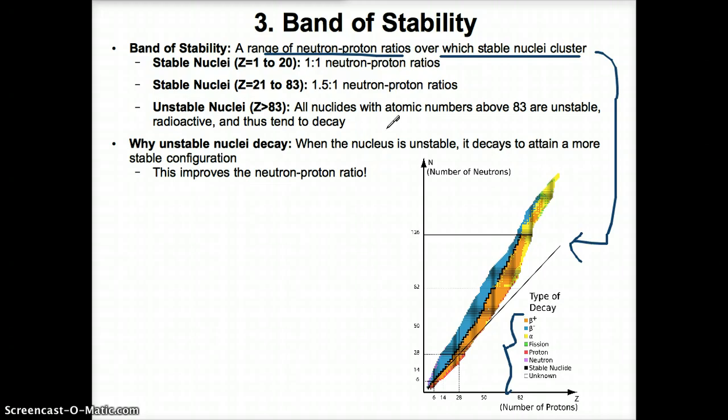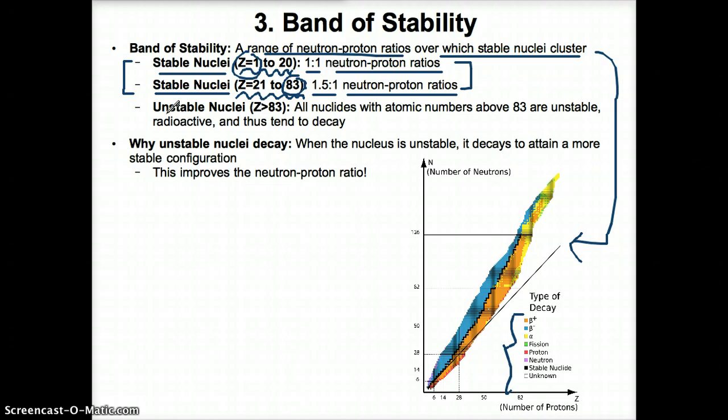But let's talk about this band of stability more. Generally, stable nuclei will exist for atomic numbers, or number of protons, from 1 to 20, because you have a 1-to-1 neutron to proton ratio. Also stable are nuclei with atomic numbers from 21 to 83, because for these you have a 1.5 to 1 neutron to proton ratio. So basically any nuclide with neutron to proton ratios of 1.5 to 1 down to 1 to 1 is considered stable. In other words, any nuclide with an atomic number of 1 to 83 generally will be stable because you have a 1 to 1 to 1.5 to 1 neutron to proton ratio.